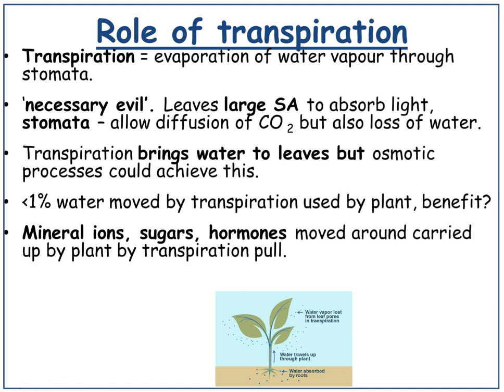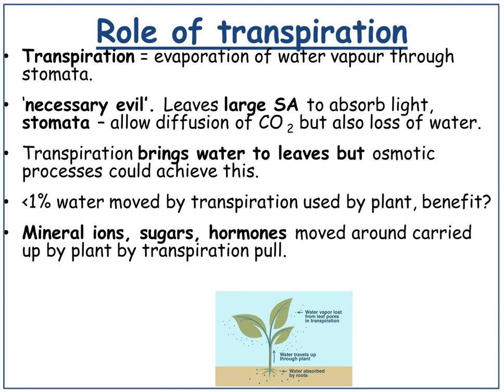So, transpiration is the evaporation of water vapour through the stomata, and it is a necessary evil because the plant needs to open its stomata in order to get carbon dioxide for photosynthesis, but at the same time it also loses water. It needs a large surface area of the leaves in order to absorb enough light for photosynthesis, but that large surface area also means there's more area over which water can be lost.